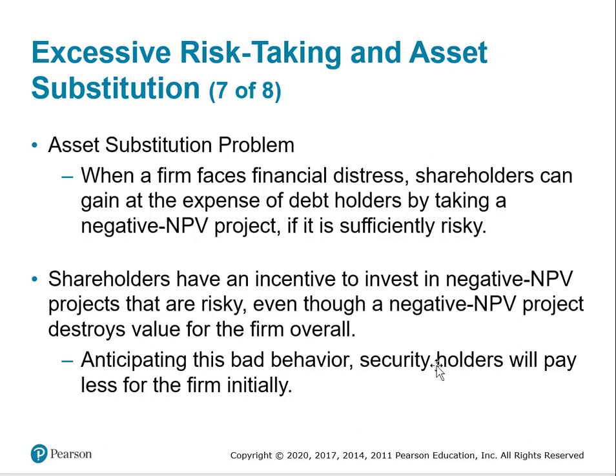So this is what's sometimes referred to as the asset substitution problem. When we face financial distress, shareholders can gain at the expense of debt holders by taking a negative net present value project if it's sufficiently risky. So again, they have incentive to invest in negative projects that are risky, even though a negative net present value project destroys the value of the firm overall.